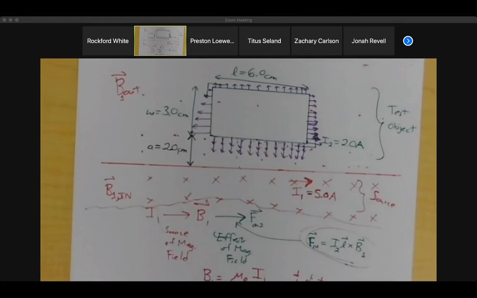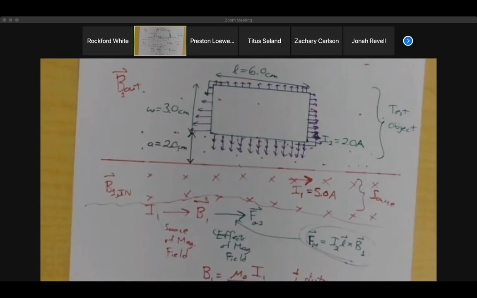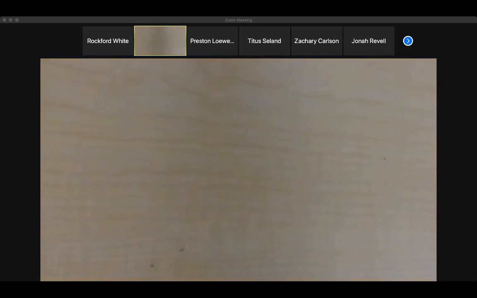But if you put it in a non-uniform magnetic field, maybe there's a close by North Pole over there, then it might be attracted or repelled and actually feel a net force. Okay, that was a good one.